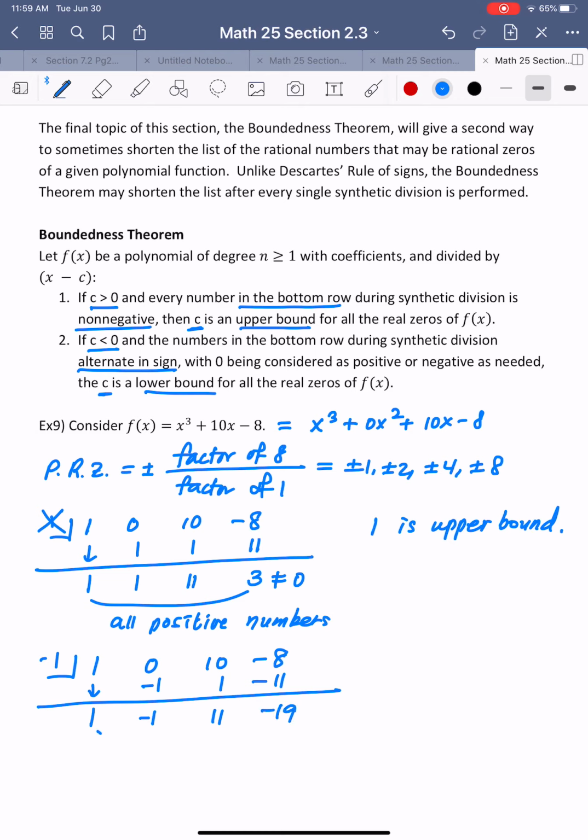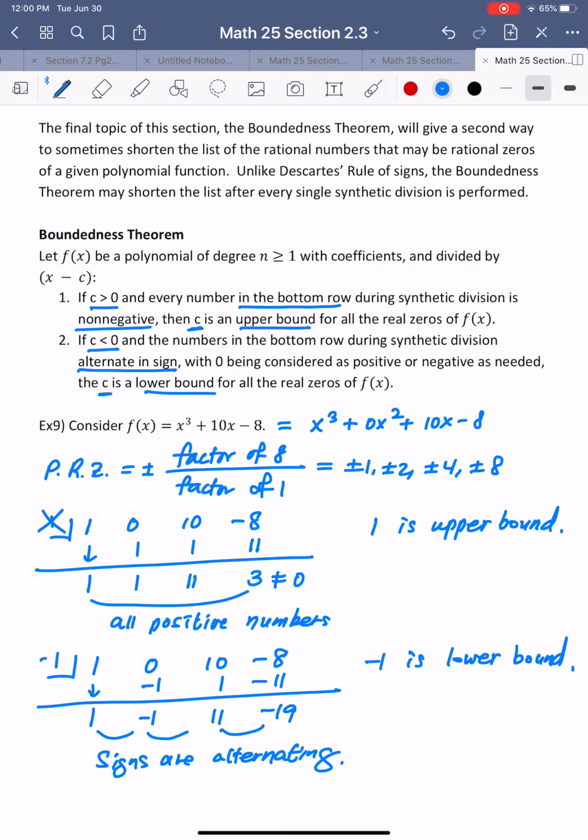As you notice, what are the signs doing? The signs are alternating. That means negative 1 is the lower bound, which means we don't need to test negative 2, negative 4, and negative 8. Your 0 will be between these, okay? So this time, that's the only thing.